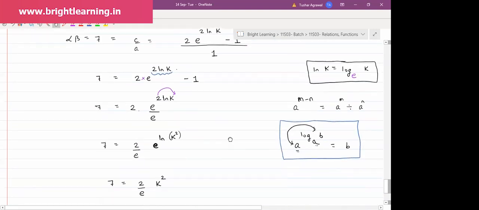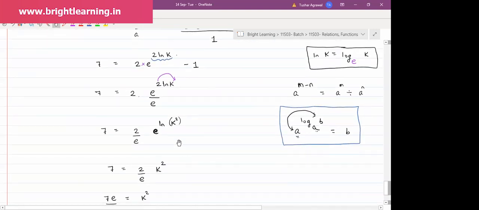The final answer that we are getting, the answer is not an integer. Have you understood the process? Yes, sir. Yes, sir.